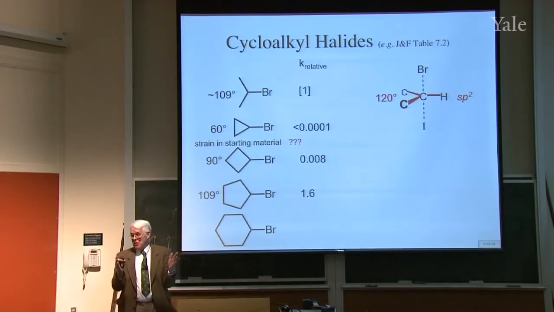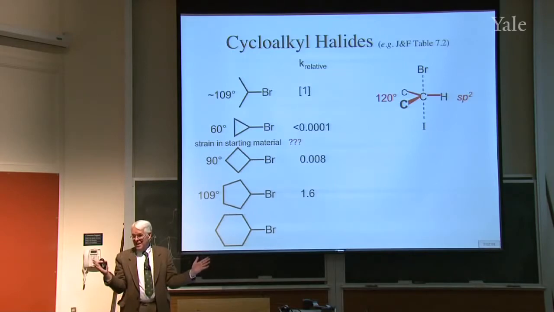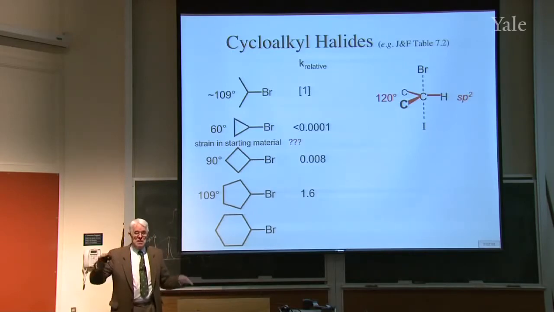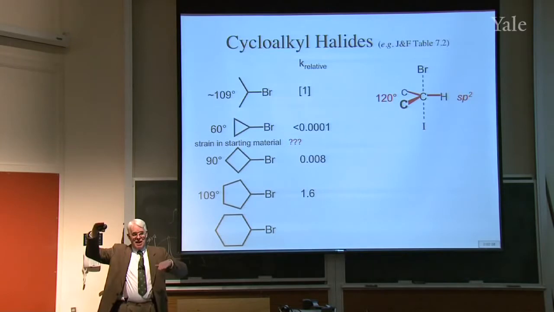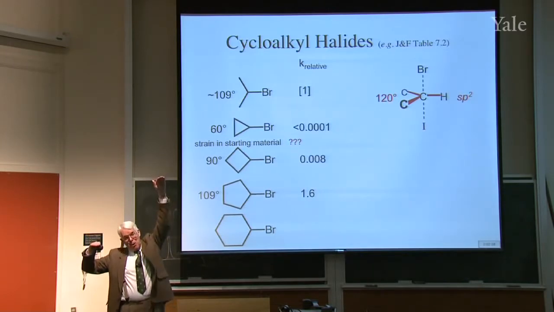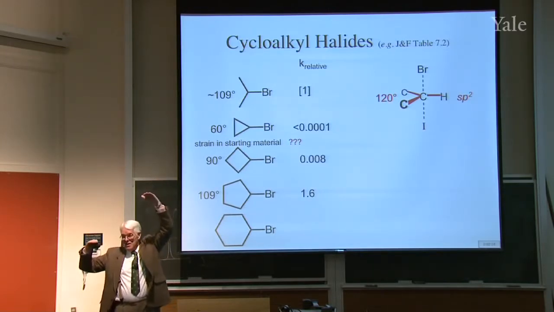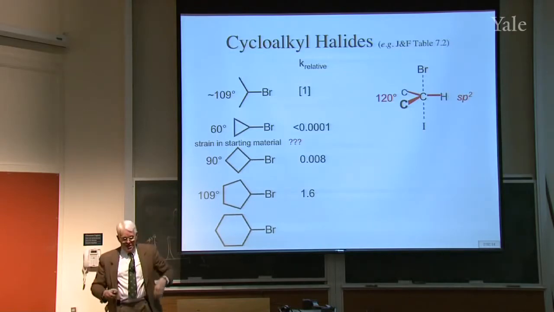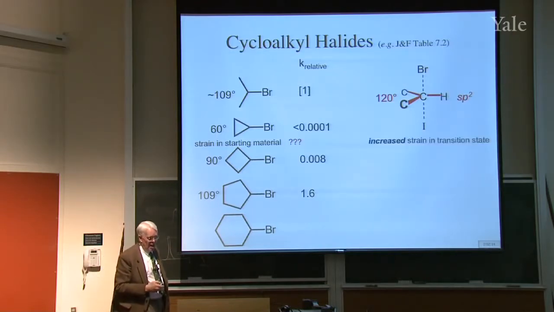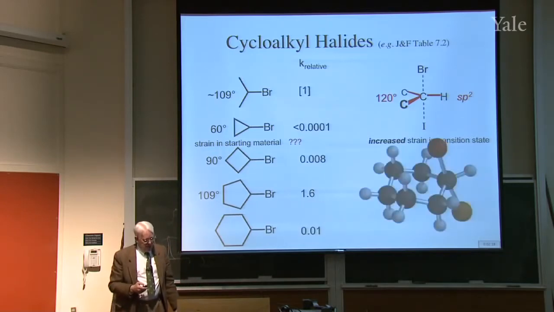So if you have a 60-degree bond angle and it wants to be 120, that's worse than having 60 when it wants to be 109. So indeed, the starting material is strained, right? But the transition state is even more strained. So you always have to compare the starting material and the transition state in a situation like this. So the increased strain in the transition state is what slows it down.